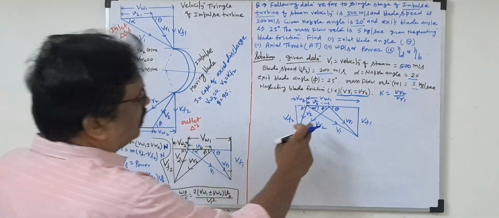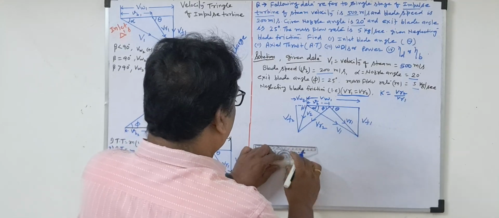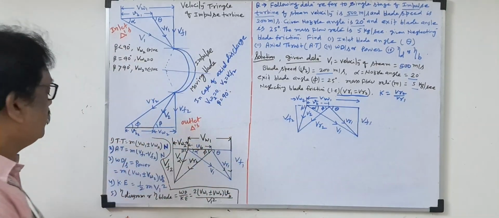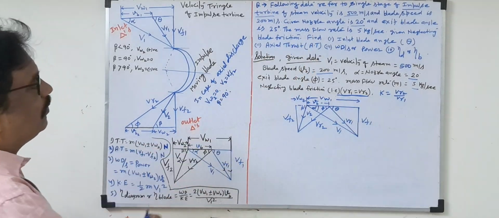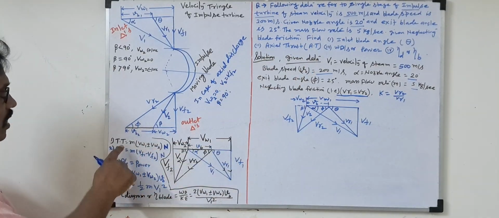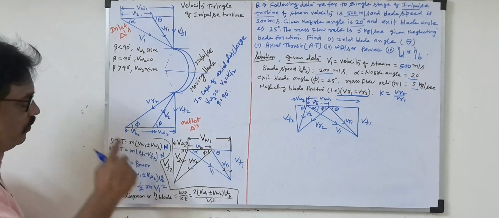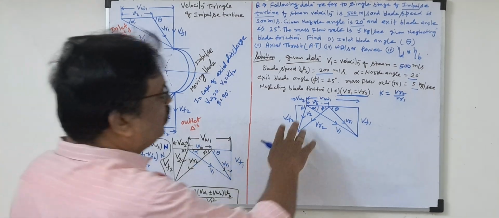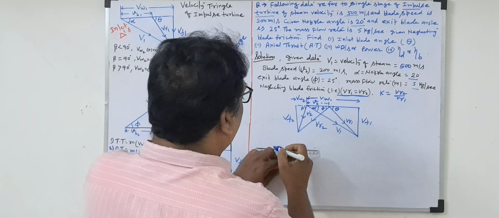Now what will we do? We will separate all the triangles. First, the alpha triangle we are separating. Why are we separating this? Because if you see the formula, if they are asking axial thrust, work done, inlet blade angle or tangential thrust, whatever, in all the formulas the velocities will be the unknowns. All the velocities will be there in this velocity triangle.